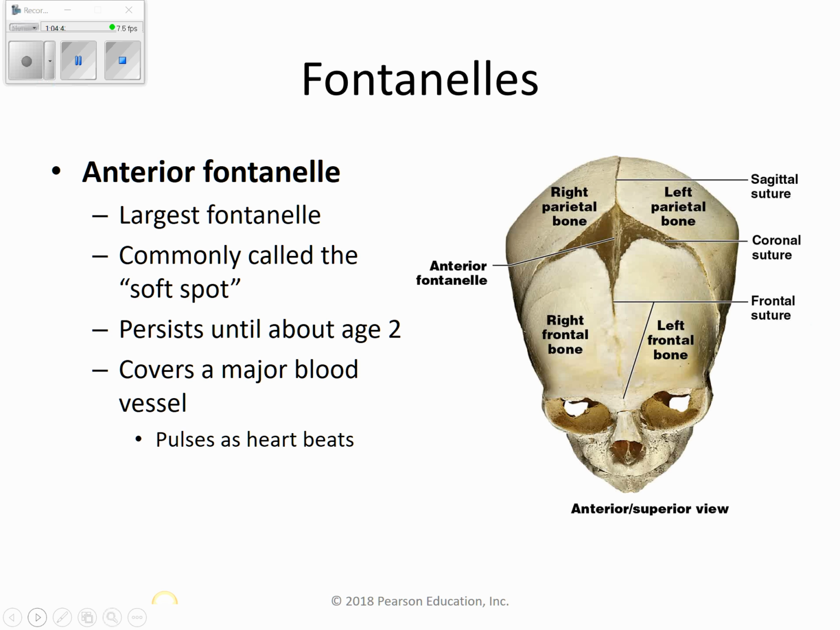The different ones we have here, the first one up here in the front, that's going to be the anterior fontanelle. That's the largest fontanelle. That's the one they commonly call the soft spot because it is the largest. It persists until about 24 months, and some books will say 18 to 24 months after birth to close off. It covers a major blood vessel and pulses as the heart beats as well.